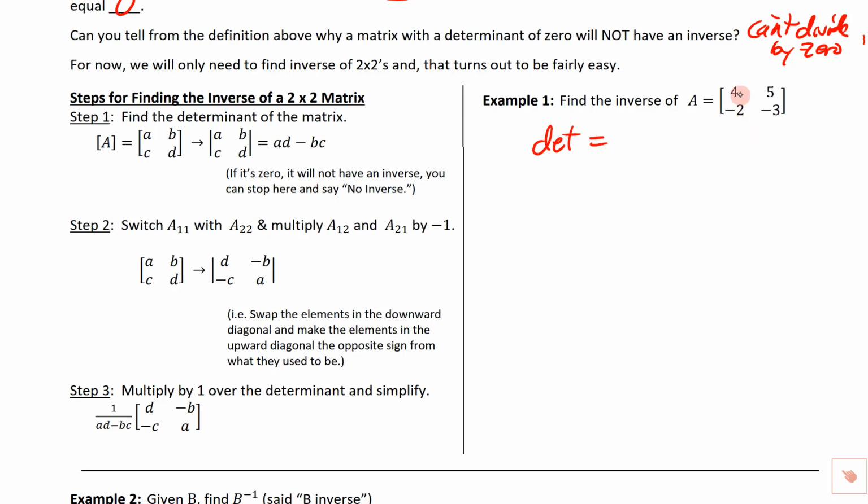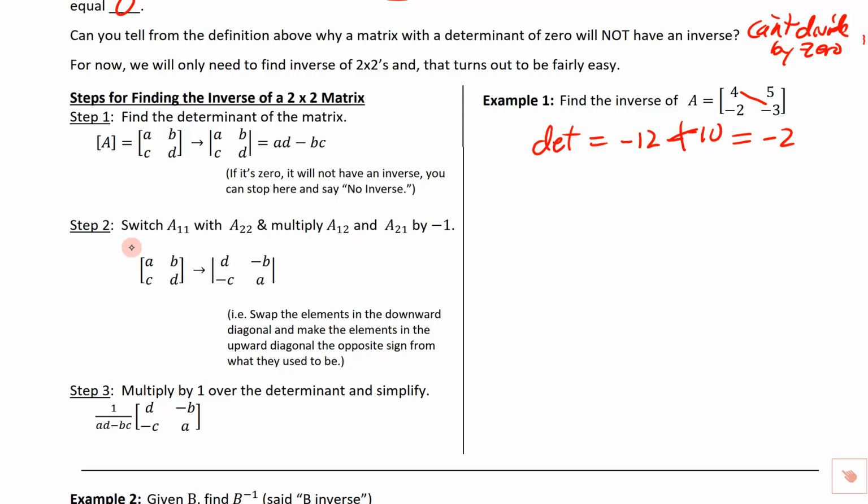Then, the downward diagonal, we multiply the two of those together, so that's going to be negative 12. Then minus, don't forget the minus, that's part of the formula there. And then we multiply the upward diagonal, we end up with a negative 10, so minus a minus turns into a big fat plus, and we end up with a negative 2. So we've got the determinant, it's not equal to 0, so we can go forward.